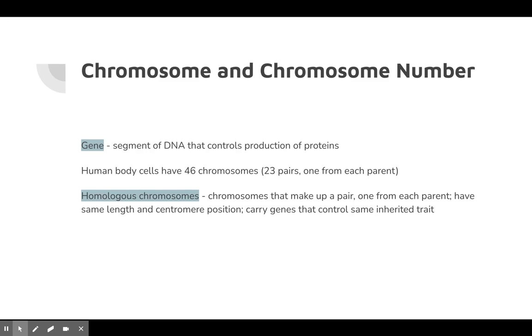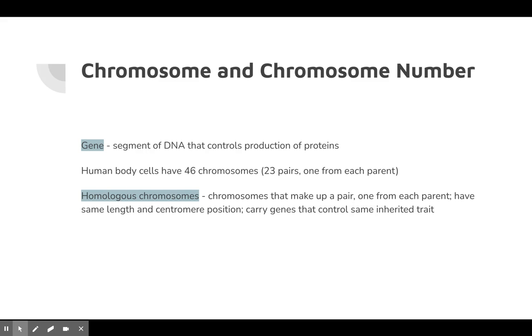Human body cells have 46 chromosomes. They have 23 pairs, one from each parent. So, you'll hear people talk about 23 pairs of chromosomes, and that comes from the fact that we have 46, and you inherit one from your dad and one from your mom.